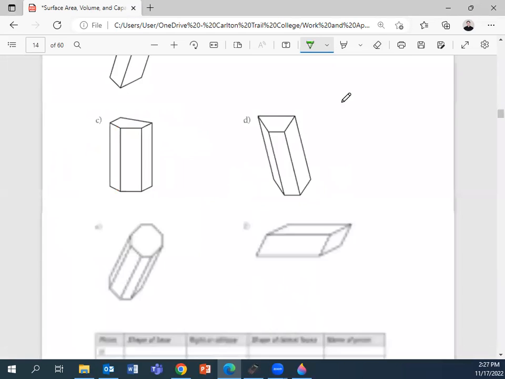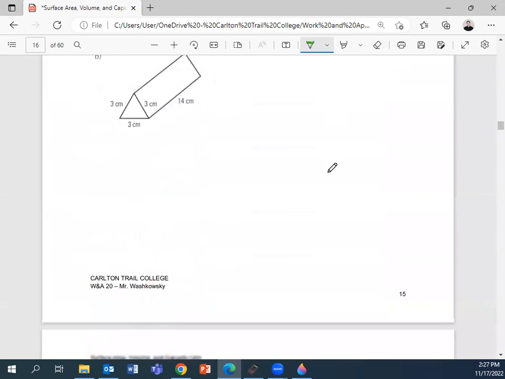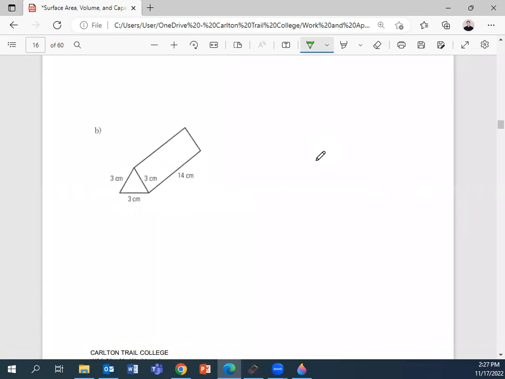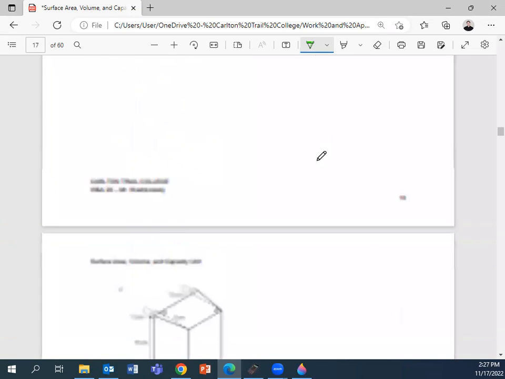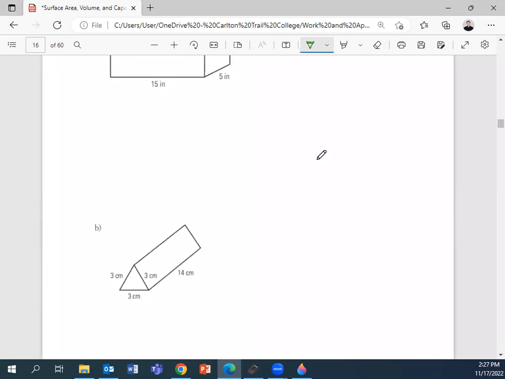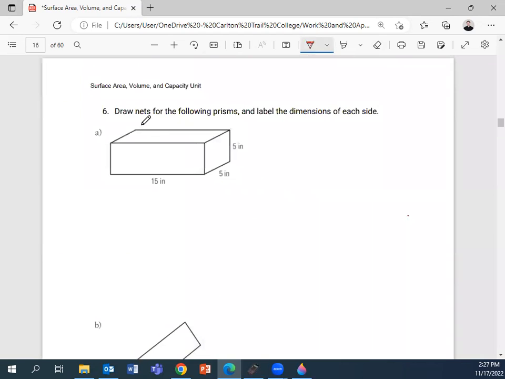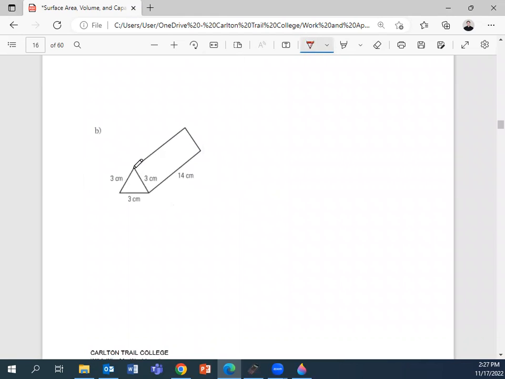A couple other things just to go over really quick. There's 2 I wanted to go over. So this one, again, make sure you read the question carefully. It wants you to draw the net and then label the dimensions. So how many sides are on this bad boy? Just 5, right? There's the front face, the back face, the bottom, the right side that we see, and then there's an invisible left side, right?